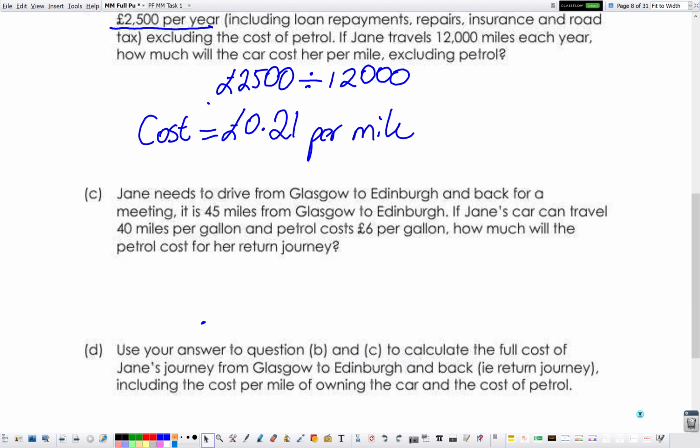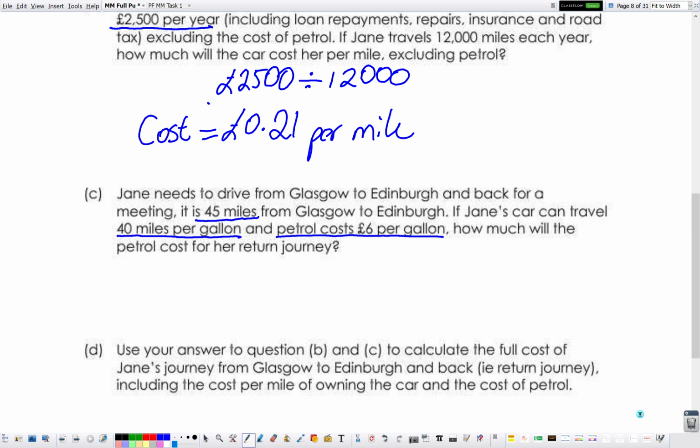So Jane needs to drive from Glasgow to Edinburgh and back for a meeting. So same situation as we had with the bus and the train. It's 45 miles from Glasgow to Edinburgh. Let's underline that. 45 miles from Glasgow to Edinburgh. If Jane's car can travel 45 miles per gallon of petrol, and petrol costs £6 per gallon, how much will the petrol cost for her return journey?